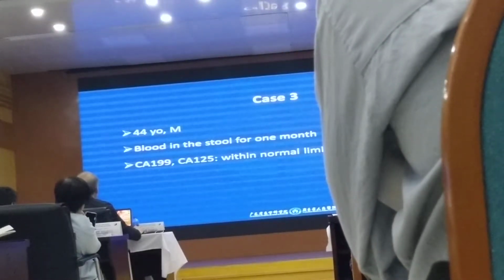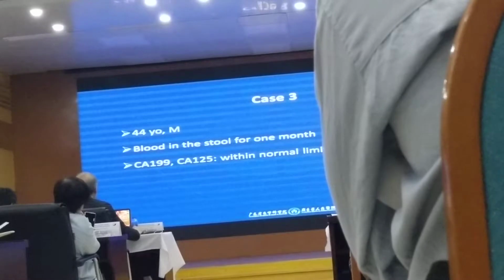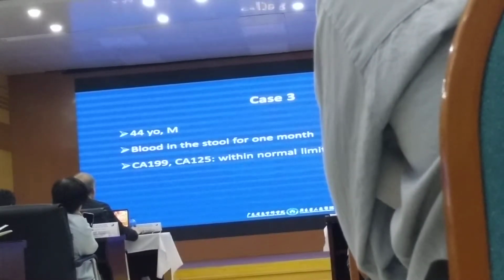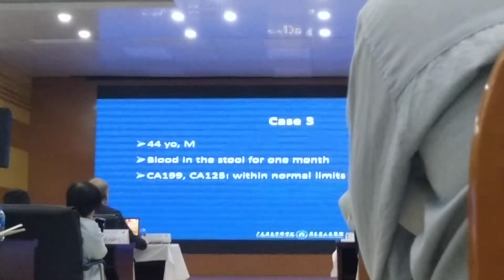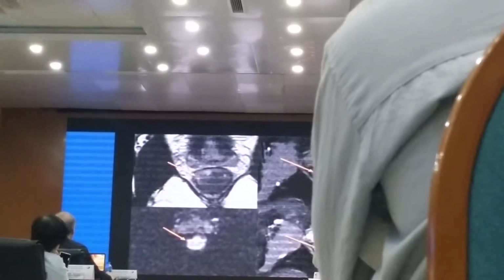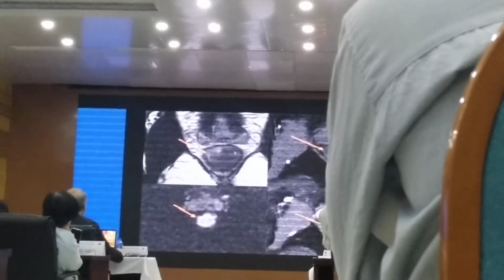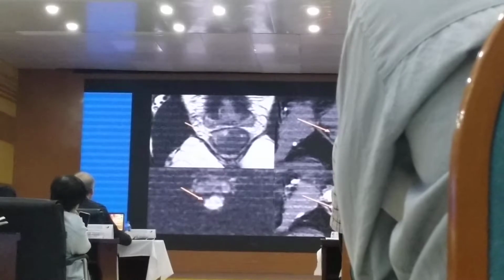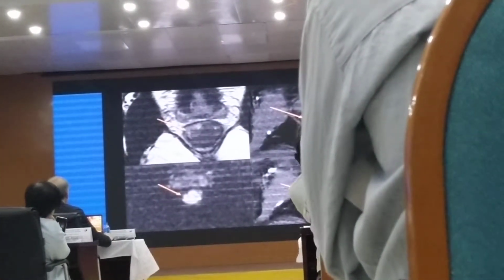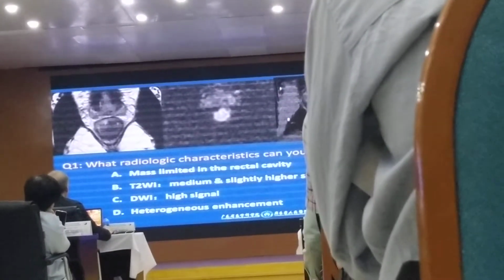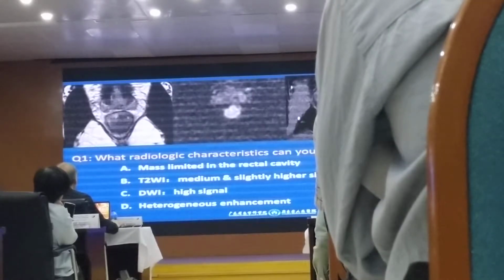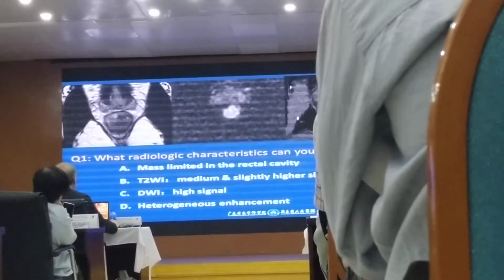Case 3 is a 44-year-old man who had blood in the stool for 1 month. His laboratory tests were normal. This image includes T2 image, DWI, and the dynamic scan, the pre-contrast and post-contrast images. Question 1. What radiologic characteristics can you identify from this image?